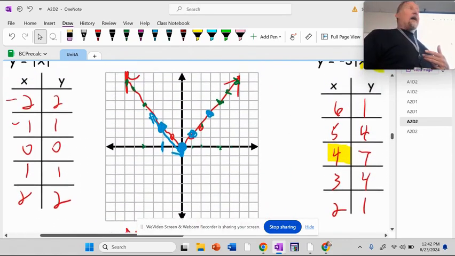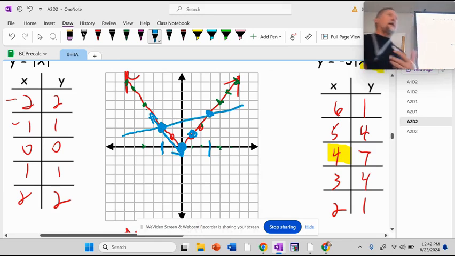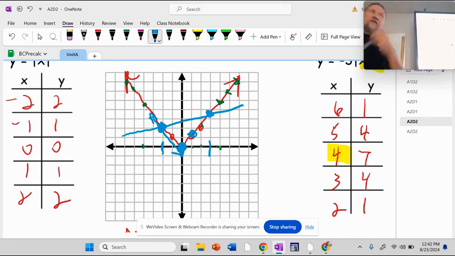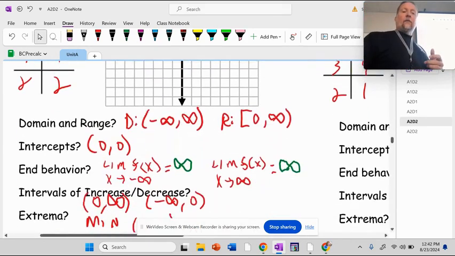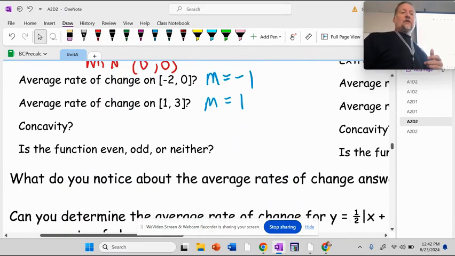What's the average rate of change from -2 to 3? Well, that's different now, isn't it? That would be that line. All right. And then you have a much different answer. Okay. So just make sure you understand that as well, what average rate of change is overall.